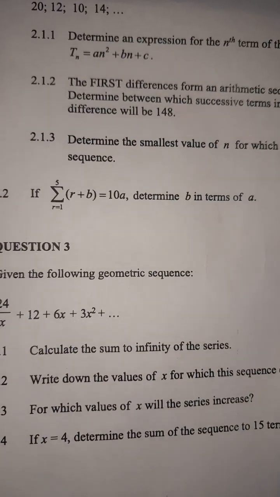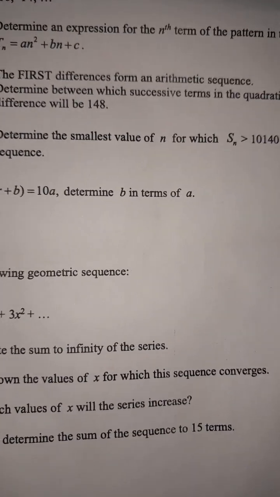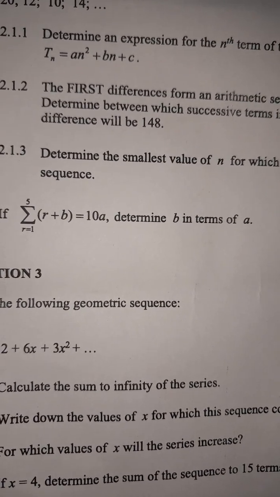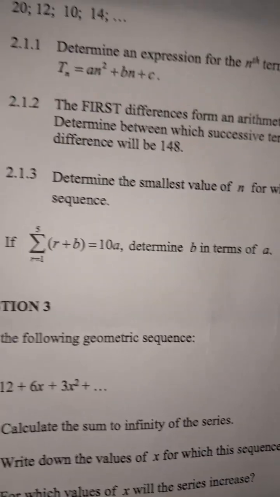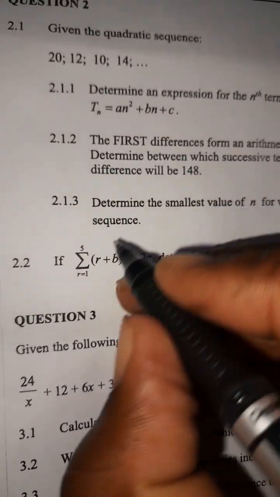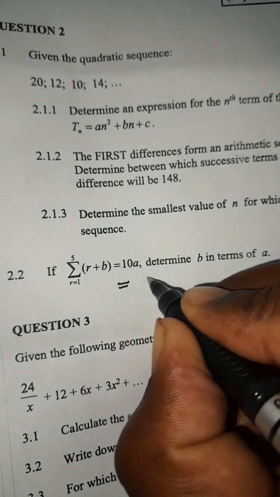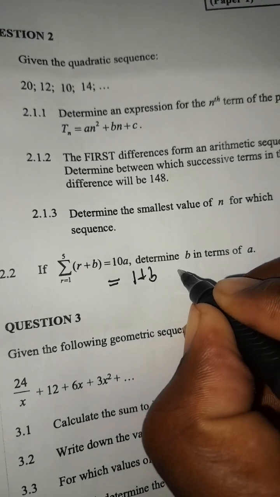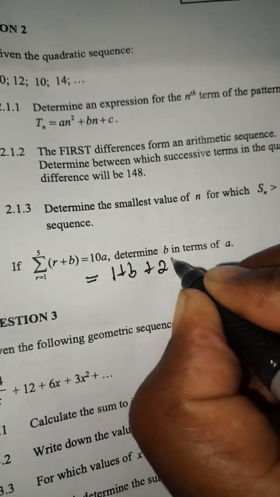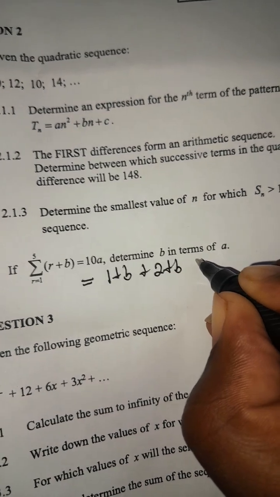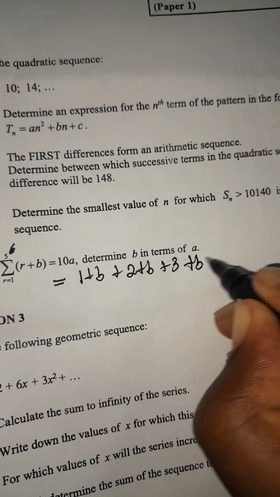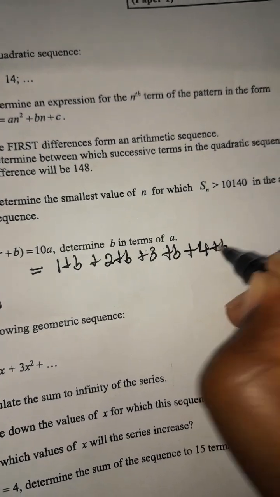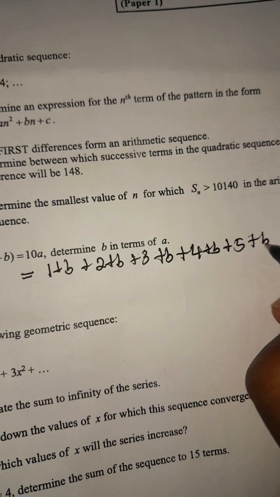Let's go to: if the sum of (r plus b) is equal to 10a, determine b in terms of a, 3 marks. It's not difficult actually. First thing, let's expand this. When we expand, we are going to say 1 plus b, plus 2 plus b. Where does r replace? Remember, until the 5th term, right? So that will be 3 plus b, 4 plus b, and 5 plus b.